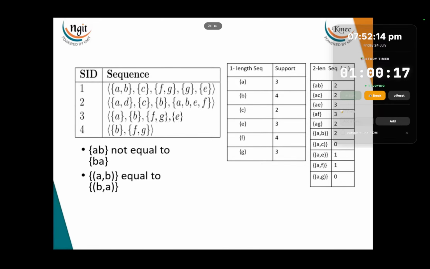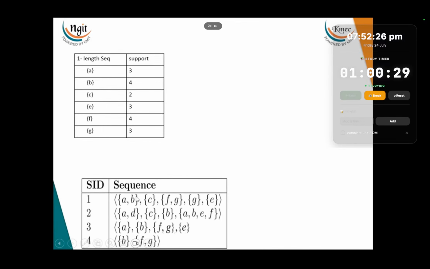And here, if we have A, B, it means that A is in one sequence and B is in another sequence. If you write B, A, B will come first, then A will be the next in order. When it is A, B, A will be the first and B will be next. So these are not equal. But when you represent that in braces, they come to the same sequence. So A comma B or B comma A, both are equal. And so finally, the one line sequence is obtained.